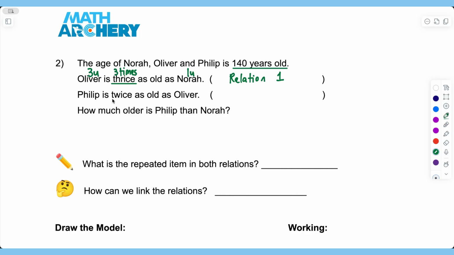Philip is twice as old as Oliver. This is relation 2. Twice means 2 times. What is the repeated item in both relations? The repeated item is Oliver, because Oliver appears in both relations.